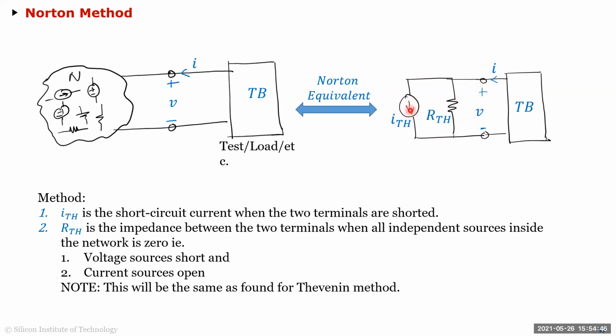I should show the current direction in this to be consistent. The voltage drop across this is I times RTH. ITH was VTH over RTH, so now VTH is ITH times RTH. And for the impedance, I make the independent sources zero. I remove this, so it's open because it's a current source, and then I measure RTH. So you can see that they're reciprocal in nature. I can do a Norton equivalent or a Thevenin equivalent, and they're the same.